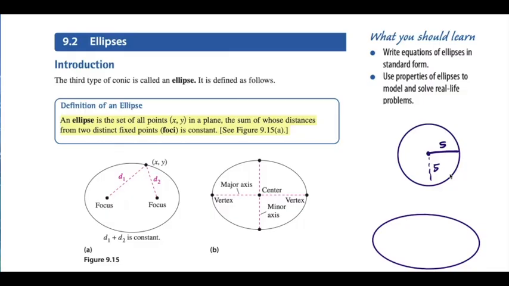Given an ellipse like this, the distance from here to here could be 6, and the distance from here to here could be 3. It won't be even, which gives it its oval shape. That's what makes it an ellipse.